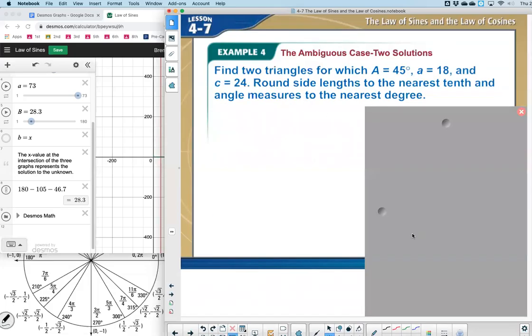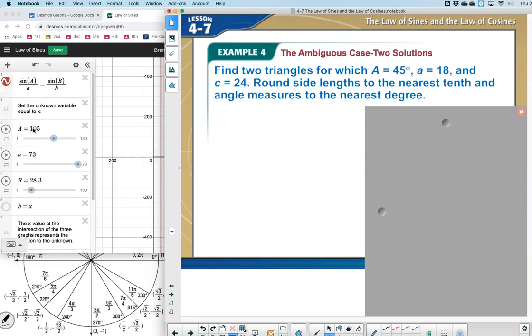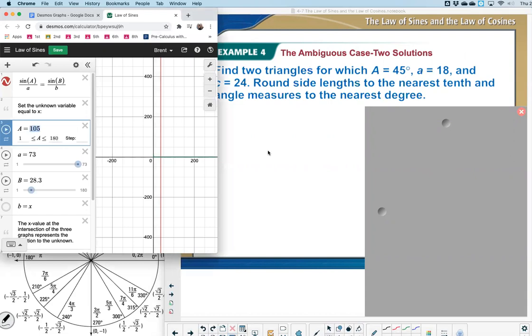Now let's take a look at example 4 of what happens when you have more than one possible answer. I will show you their pictures in a second, but let's first look at what the calculator looks like. They've given us completed set A. So on my calculator, I have completed set A. Angle is 45, angle A is 18.